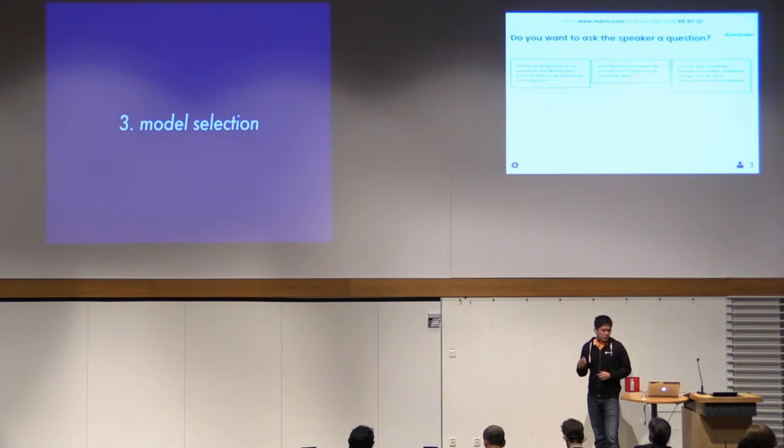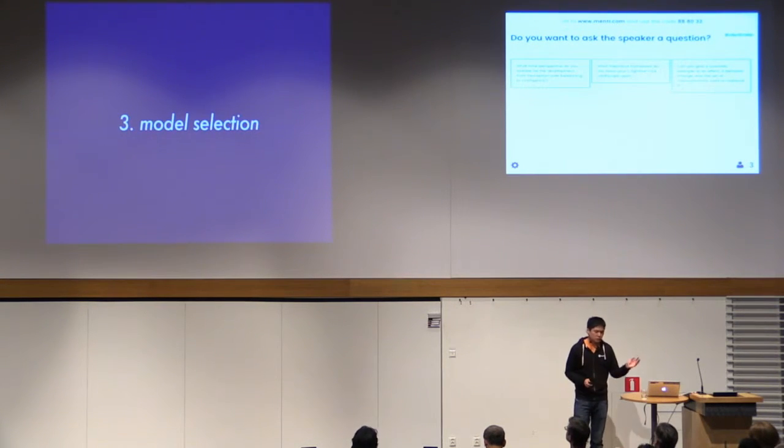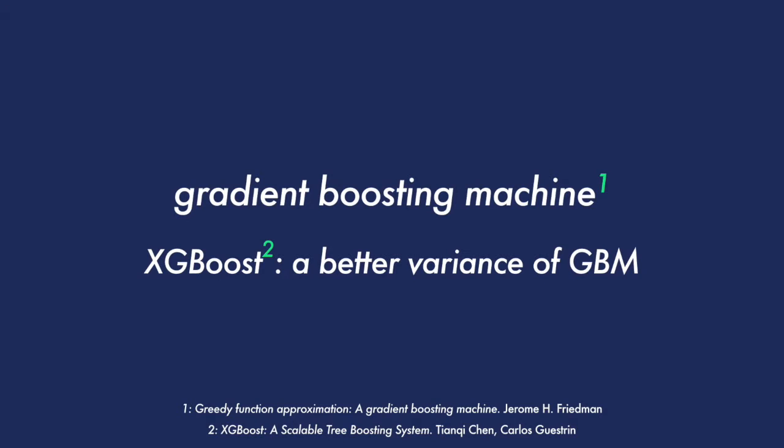And now, naturally, we want to make a selection of the model. For classification or regression, there are so many different machine learning models we can use, from linear models to even deep learning models. Our choice of model at Spotify is gradient boosting machine, the GBM model.